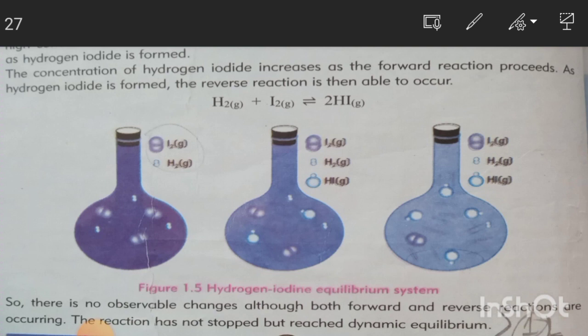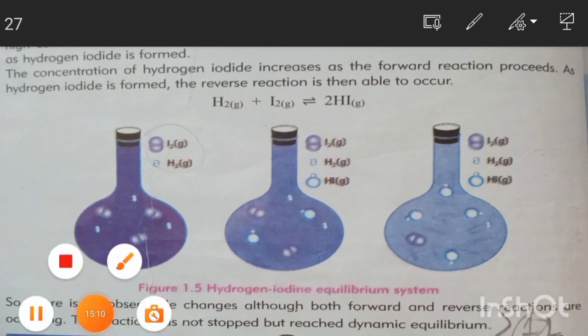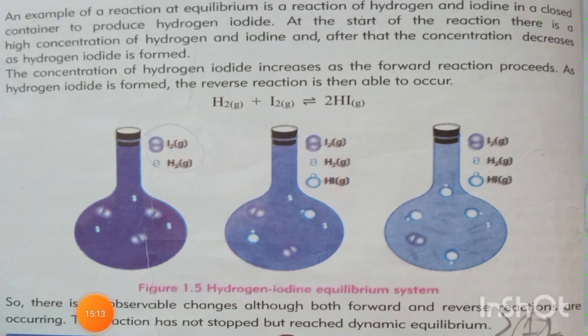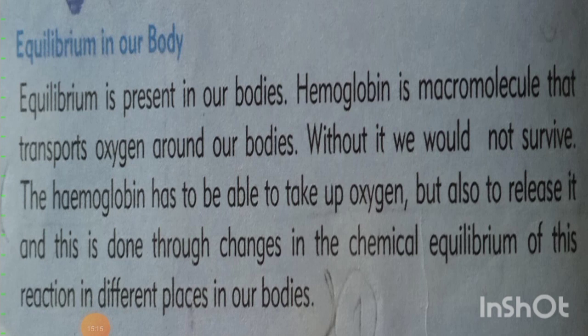So there are no observable changes, although both forward and reverse reactions are occurring. The reaction has not stopped but reached dynamic equilibrium. It will not stop but reach dynamic equilibrium. We have discussed this term, dynamic equilibrium, in the previous slide. So let's move towards equilibrium in our body.